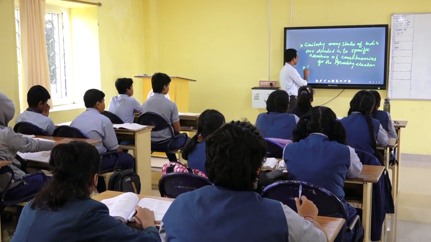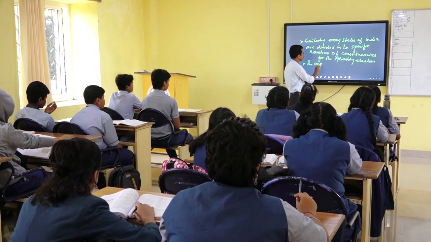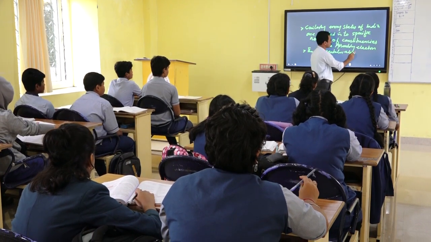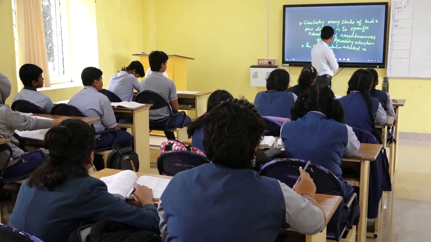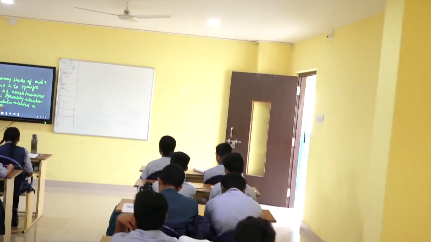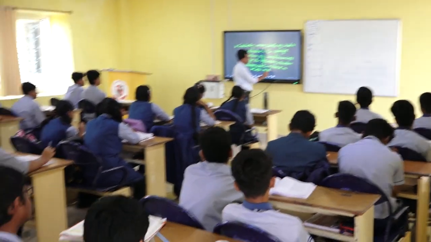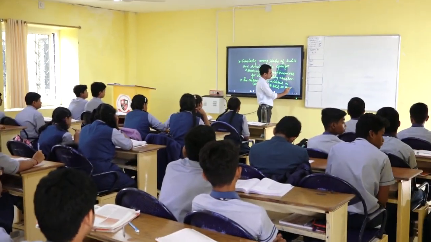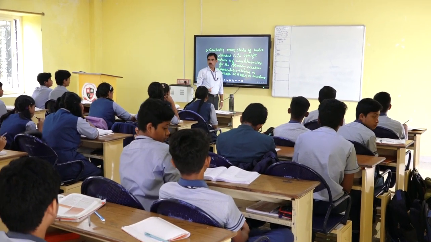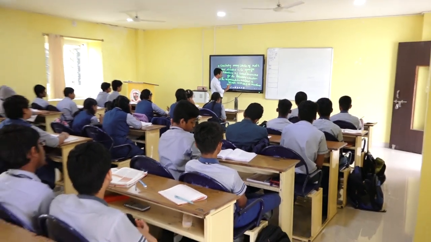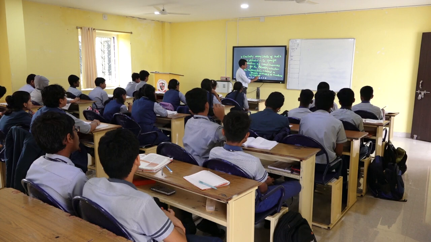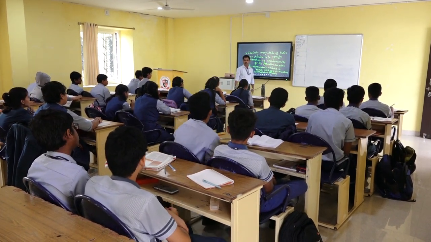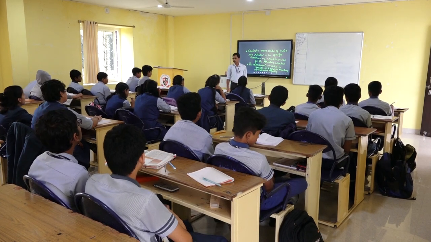So here the representative elected is known as, who is that? Known as MLA, or member of legislative assembly. Member of legislative assembly. Clear? So who is called the MLA and who is called the MP?